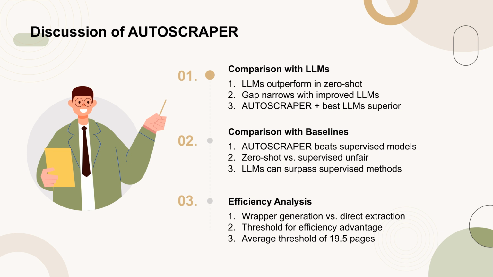Despite being in zero-shot settings, AutoScraper outperforms these models, demonstrating that LLMs can surpass supervised learning methods in certain tasks. Lastly, we analyze the efficiency of AutoScraper. While generating a wrapper takes more time initially, the extraction efficiency for subsequent web pages is significantly improved. Our analysis shows that AutoScraper becomes more efficient with as few as 19.5 pages on average, making it suitable for large-scale web information extraction scenarios.